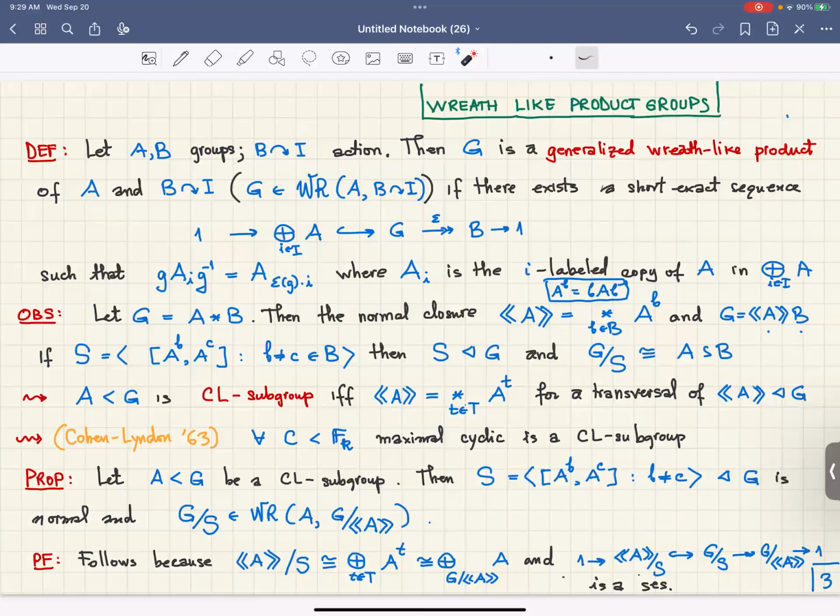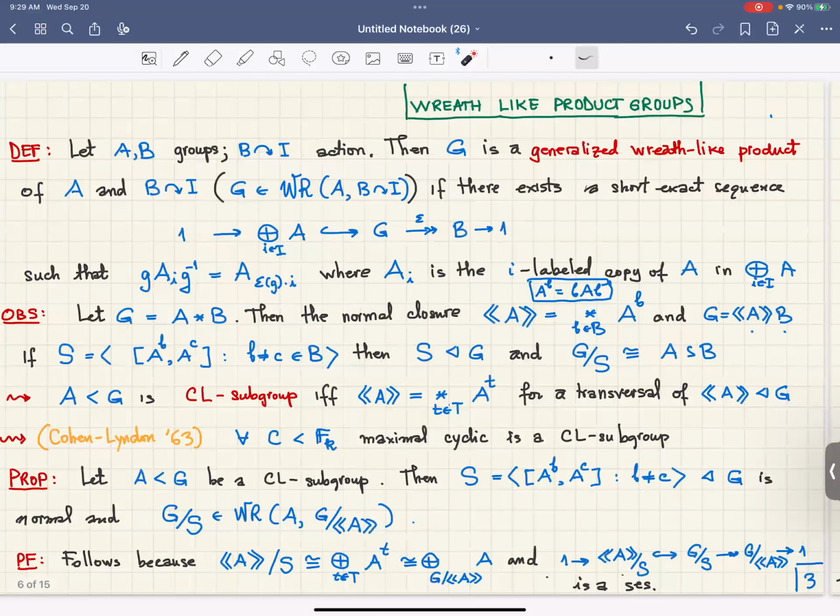If you quotient by this, you're going to get a wreath-like product with A as a base group, and this quotient being exactly the quotient by the normal closure of A. And the proof is pretty easy. Essentially that tells us that if you want to get a lot of wreath-like product groups, you'll basically have to identify Cohen-Lyndon subgroups in the groups that you want to study.